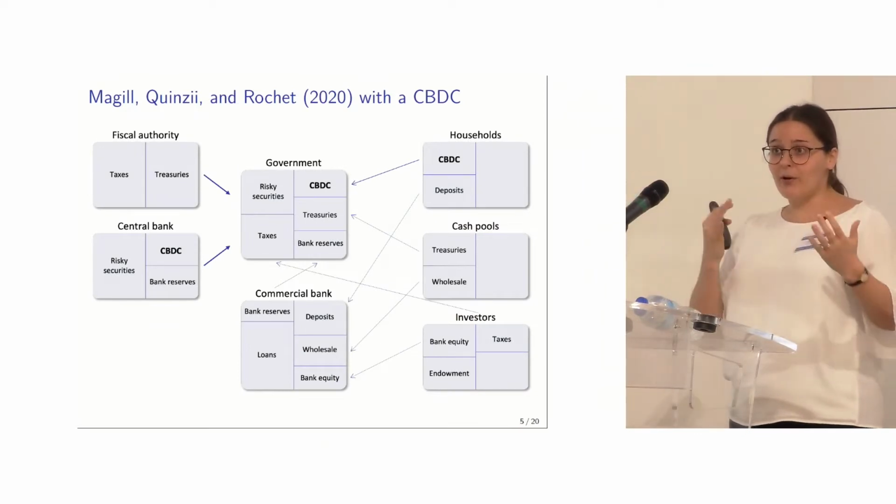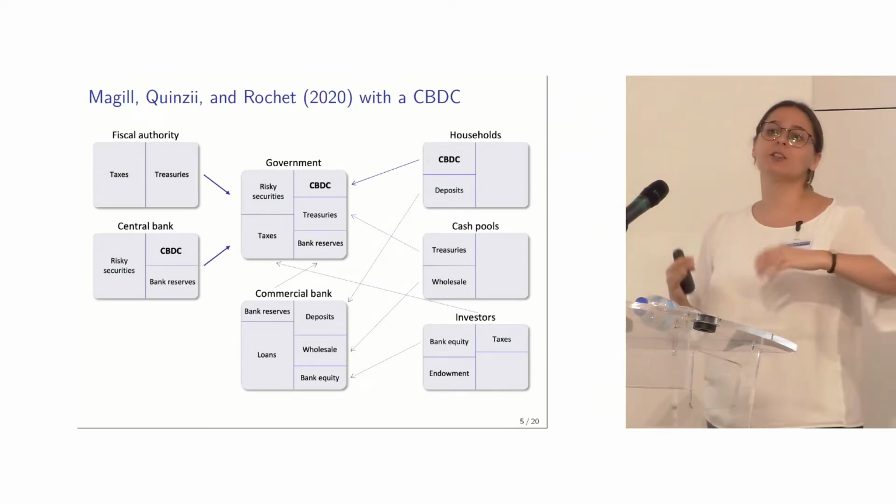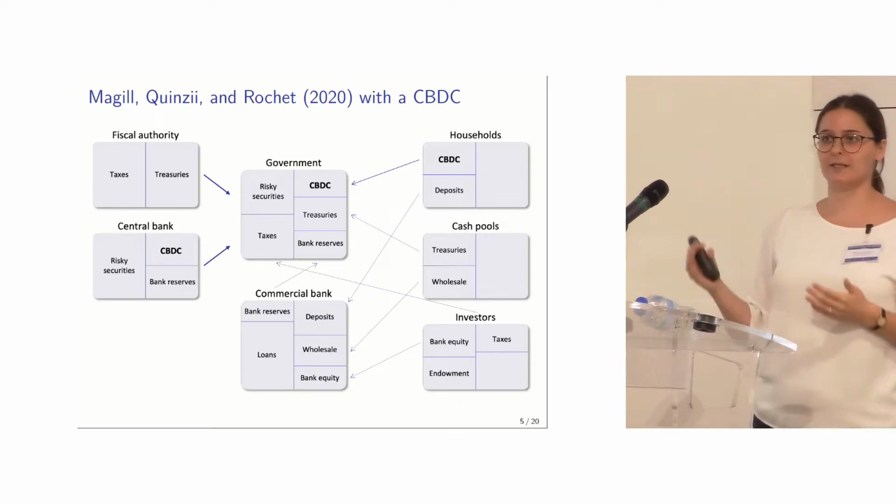So in this scenario, what we do is we introduce a CBDC and we look at how the equilibrium allocation changes. We compare the new equilibrium allocation with the old one and we see what happens.